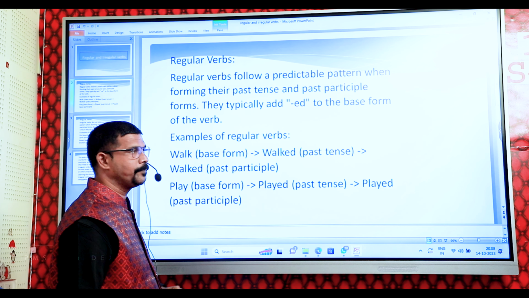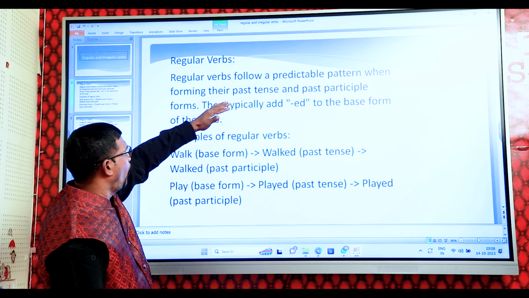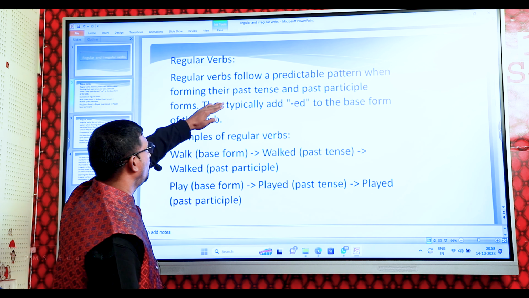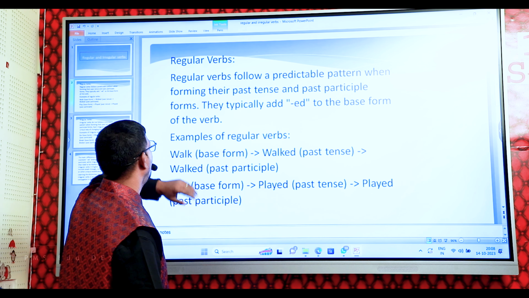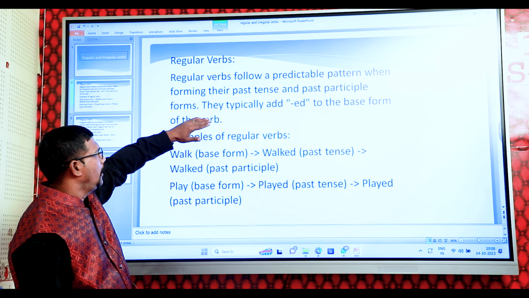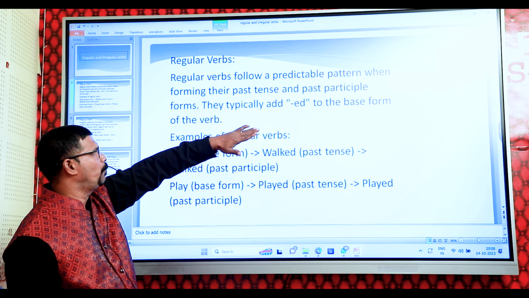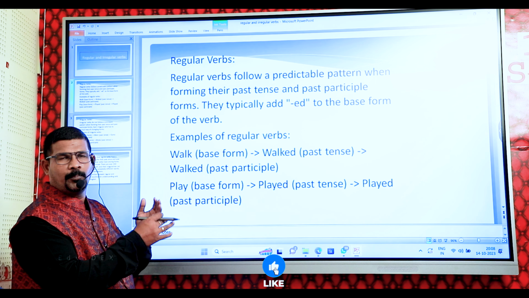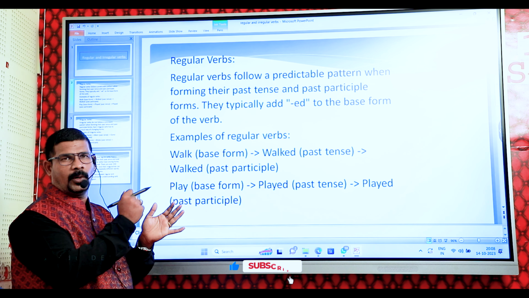Regular verbs. Regular verbs follow a predictable pattern when forming their past tense and past participle forms. They typically add ed to the base form of the verb. So, what do you mean by base verb? Present verb. That we call a base verb.